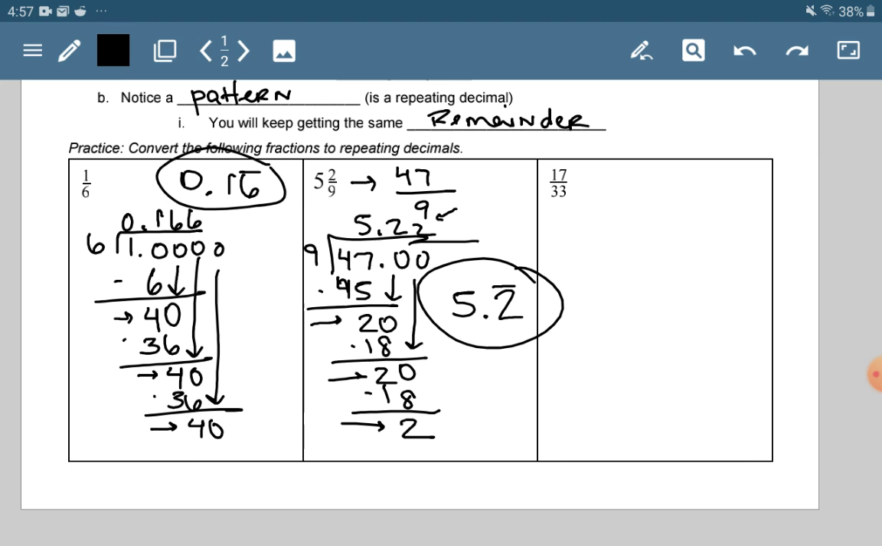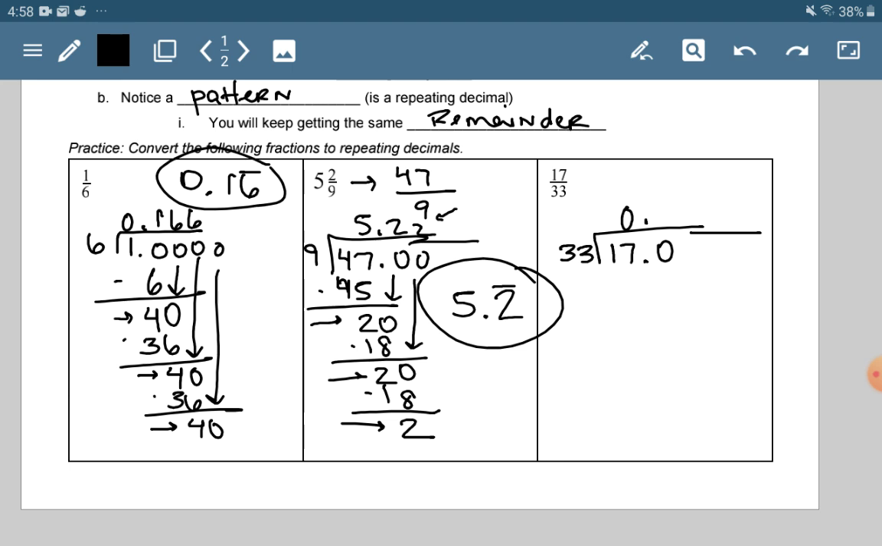Last question. I have 17 over 33 with long division. 17 on the inside, 33 on the outside. Again, it's not about the bigger number. It's about the order. Top number goes on the inside. Behind the 17, I'm going to add a decimal and a 0. And I'm going to start my division. 33 cannot go into 1, and it cannot go into 17. So I'm going to say it goes in 0 times.